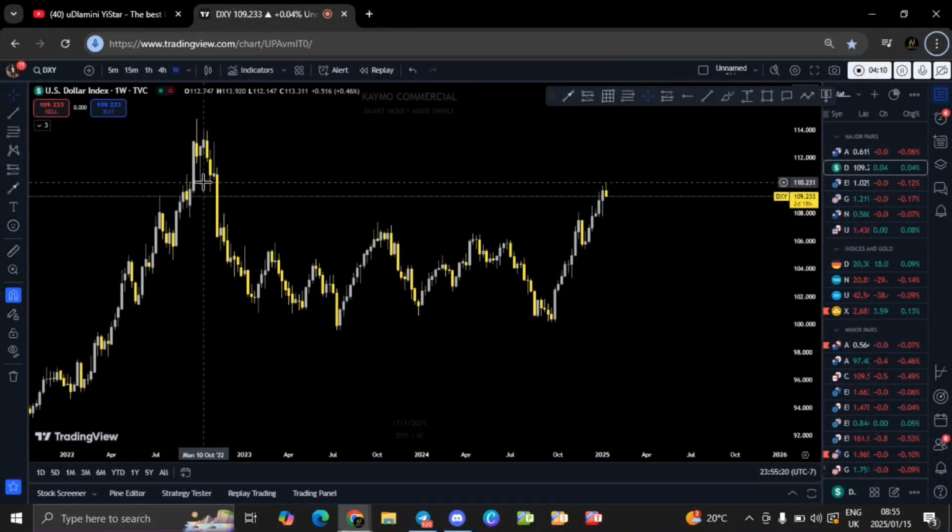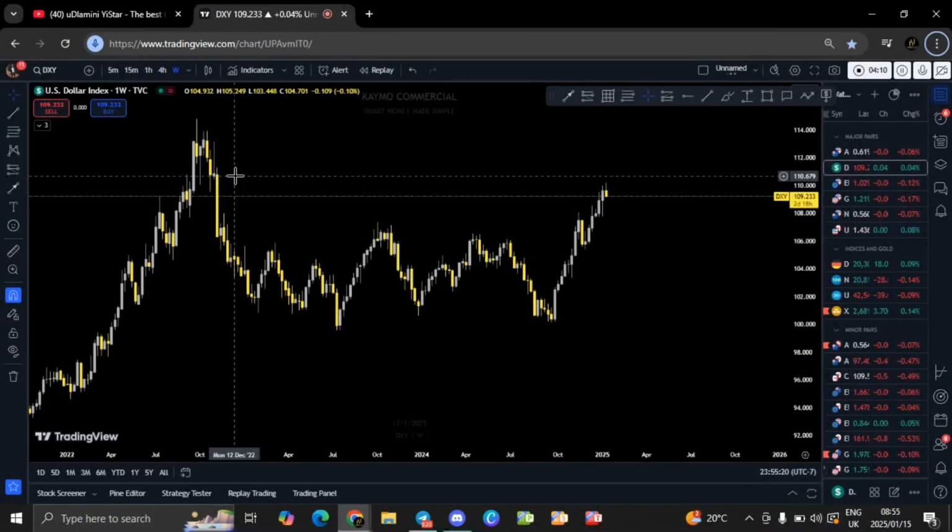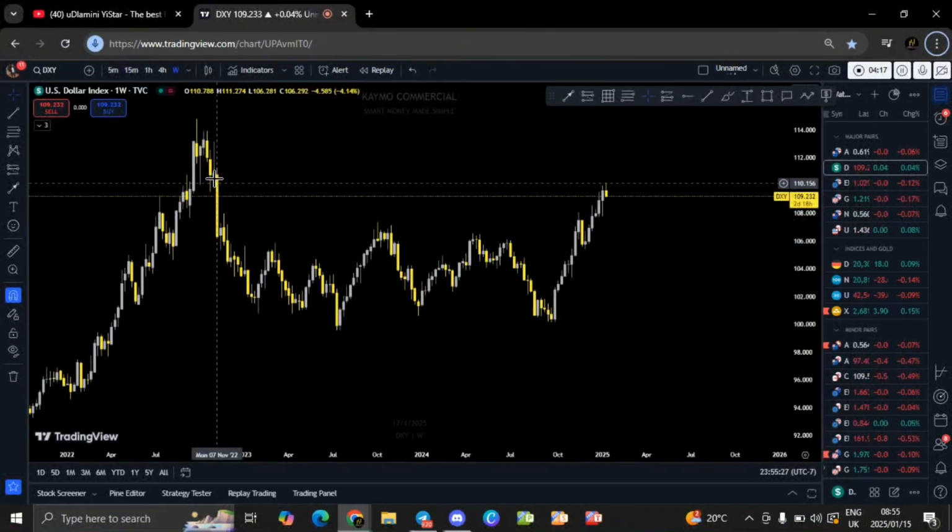I'm going to use the horizontal line to draw on this indecision candlestick on the weekly time frame. If you look into it, we haven't yet tapped that zone on this side. So basically we are still not at the supply zone.